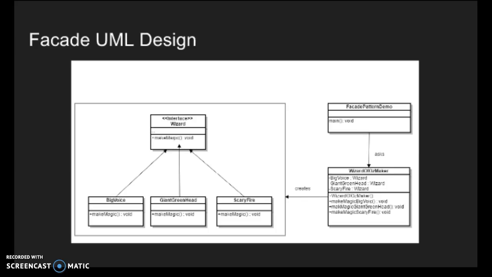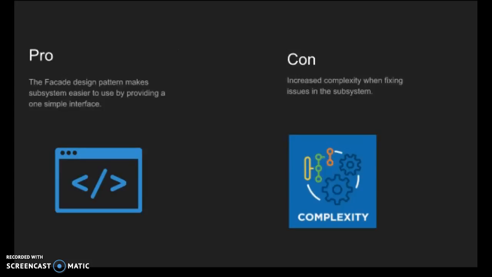This leaves main having to do much of the heavy lifting and violates the separation of concerns paradigm, which dictates that each class should be as atomic as possible and only do one thing. By using the facade design pattern, main only needs to call Wizard of Oz Maker, and it takes care of the rest. So the obvious pro of using the facade design pattern is that the interface is greatly simplified.